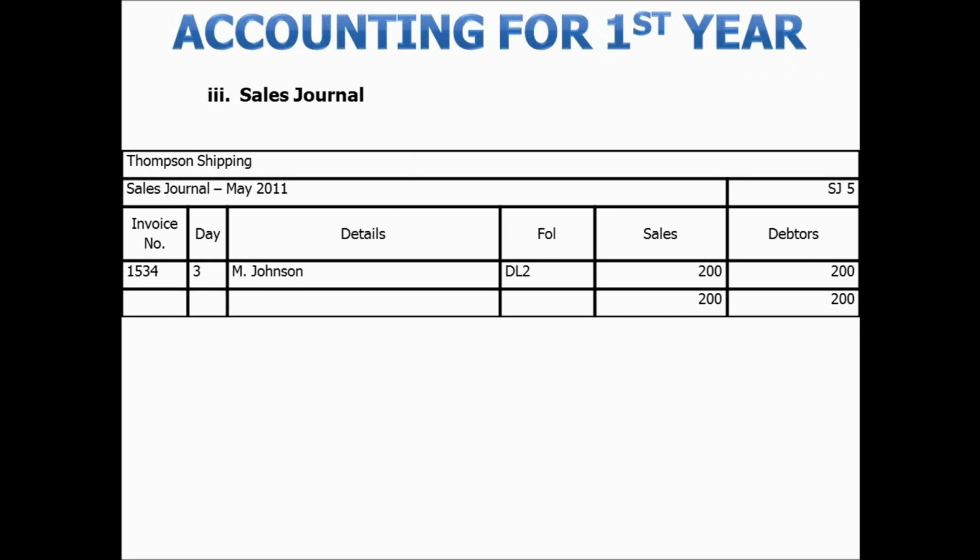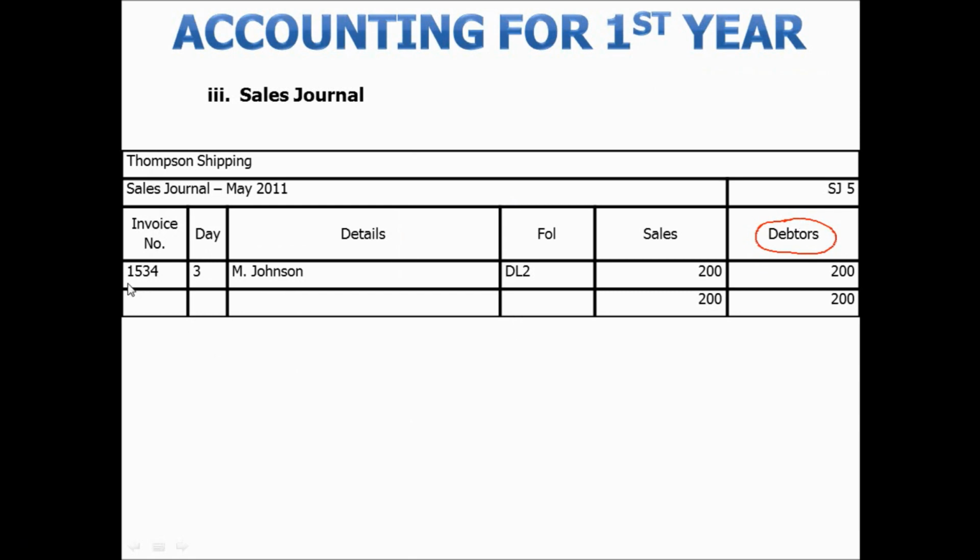In the sales journal, we'll be looking at the business transactions affecting sales, whereby money for the sale has not actually been received by the business. From our previous experience, we now know that we're dealing with debtors. Let's have a look at the example.